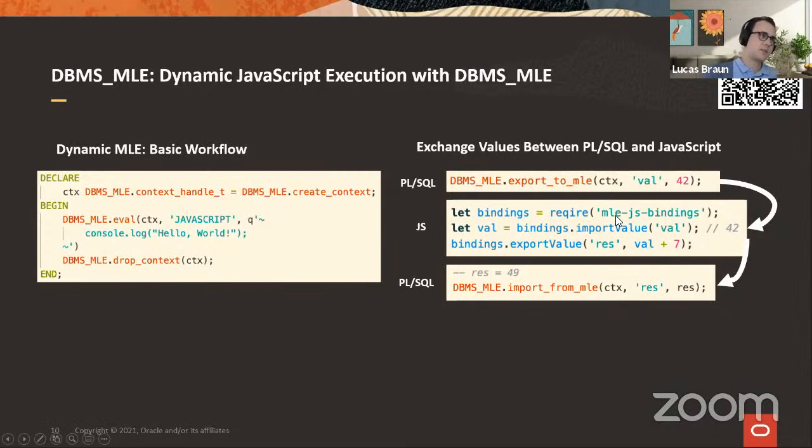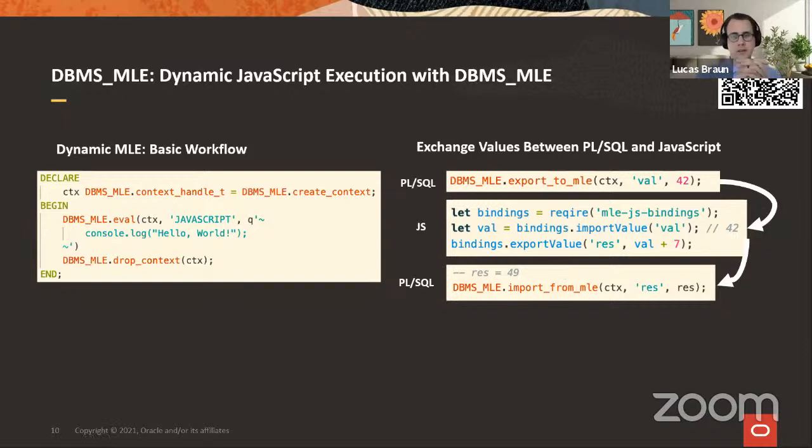And then on the JavaScript side, we have an internal module called MLE.js bindings. You require that module, right? Require is just a keyword to include JavaScript code from a module into your script, right? You get that bindings module, and then you have an import value and an export value function in that module that you can then use to import your value from PL/SQL and then export it back to PL/SQL. So that's how you exchange values.